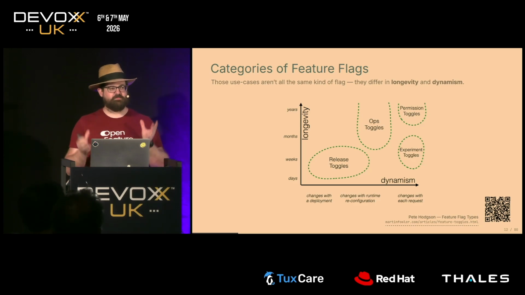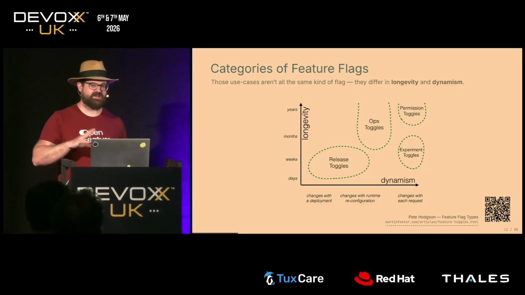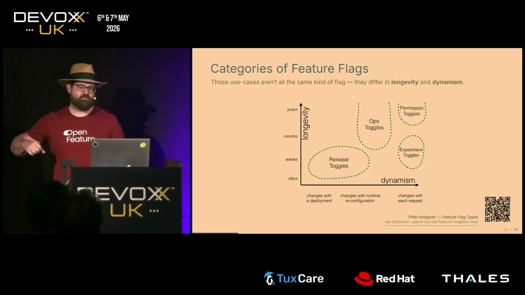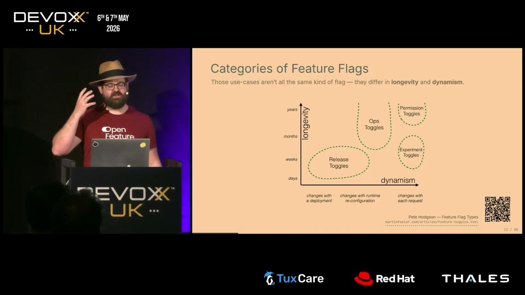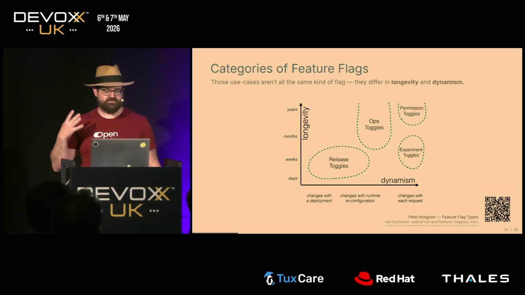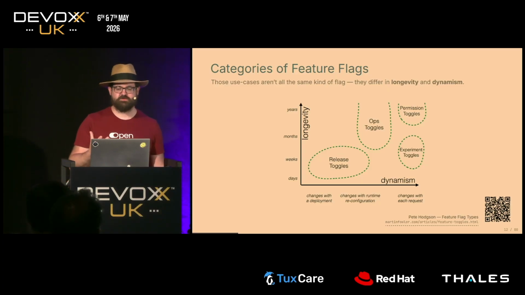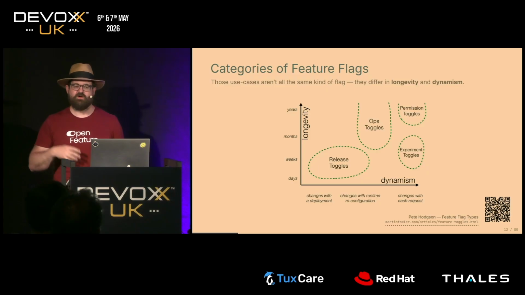Then there's the permission toggles, which is highly dynamic. So this is like this beta testers, dog fooding, where we have, for example, where we want to enable only a certain group of people or with certain characteristics to enable these features. And those permission toggles will also be in our code base for quite a long time.